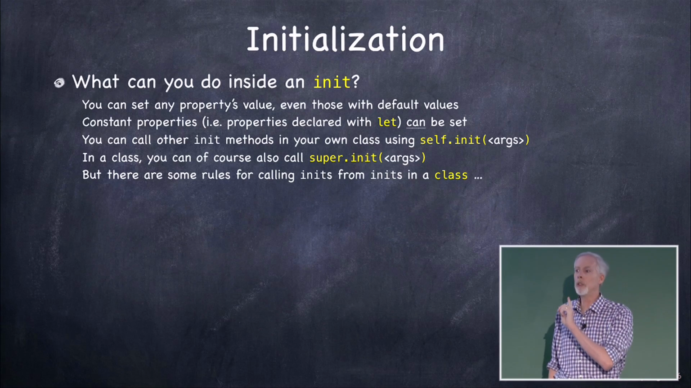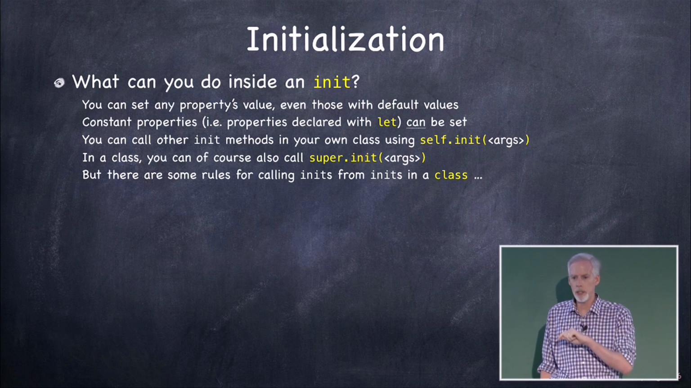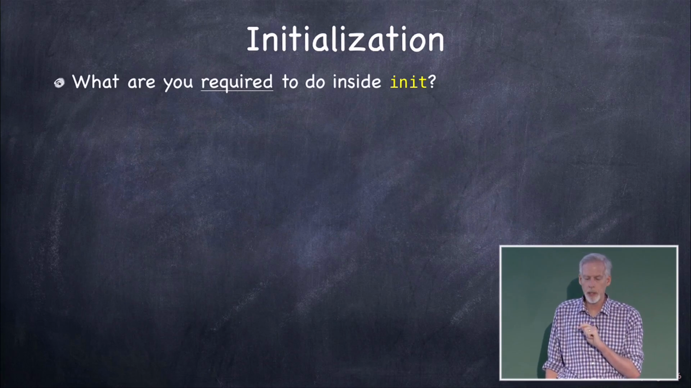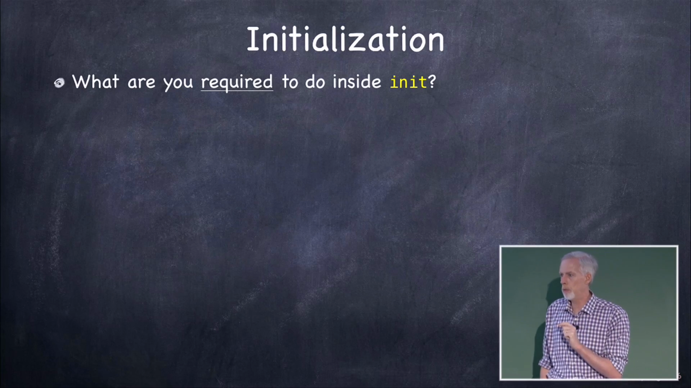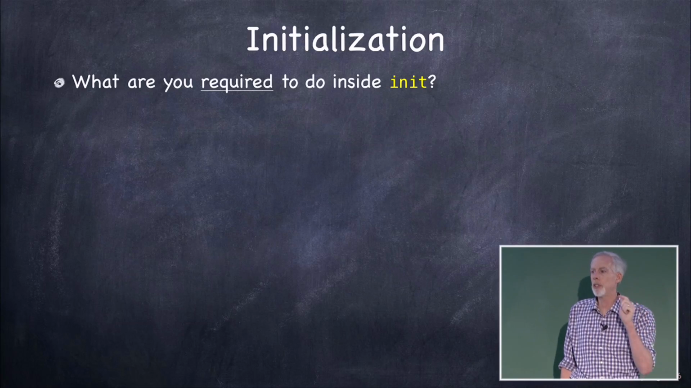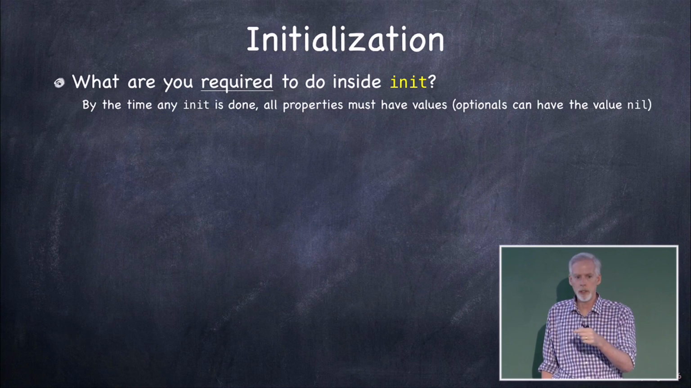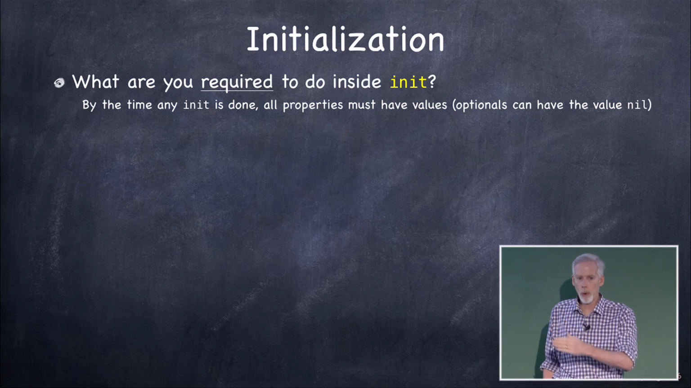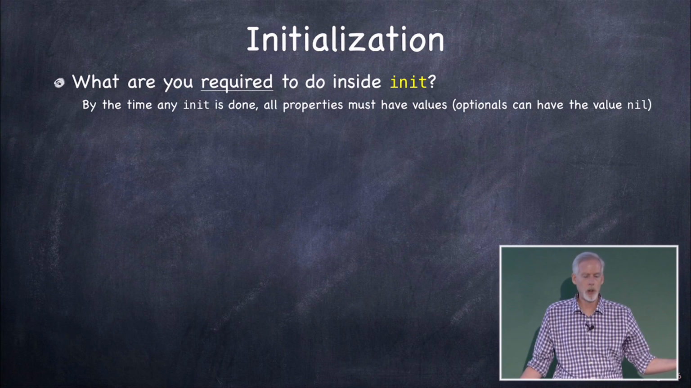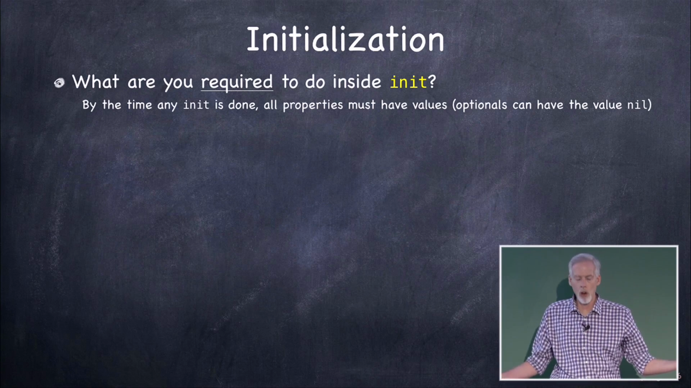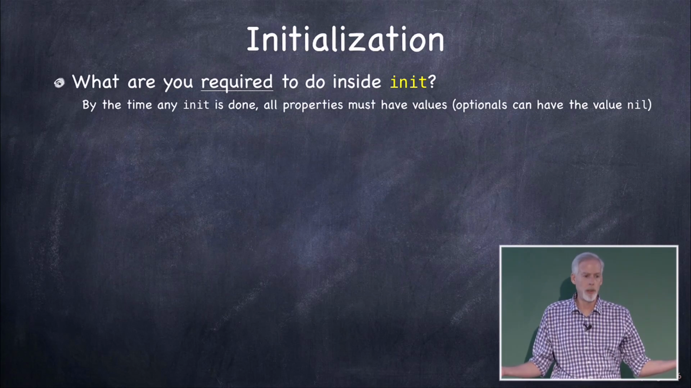But there are rules for calling inits, and they're rather complicated. I'm going to go through them quickly, and you're going to read the documentation. It's going to give you all the details. So there are requirements inside of init, things you must do. The previous slide was things you are allowed to do. Here are the things you must do. By the time any init is finished, all properties must have values. We know this, right? In Swift, by the time initialization is done, all properties have to have values. And again, optionals must have a value too, but it could be the value not set.